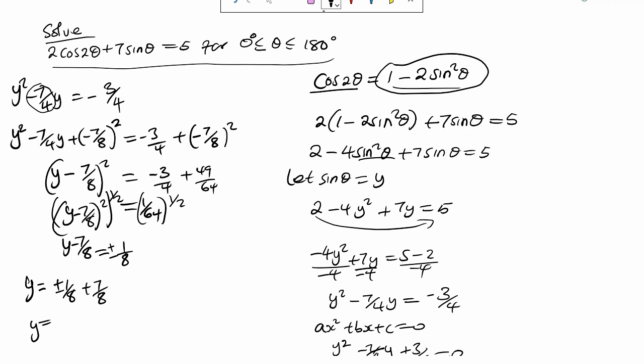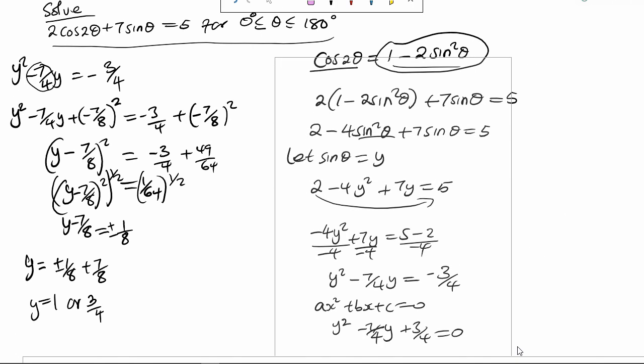So the first value of y is, you take plus 1 over 8 plus 7 over 8, you shall get 1. Or you take negative 1 over 8 plus 7 over 8, it will give you the value of 3 over 4. All right, let's proceed now to get the values of theta, just to get some more space over here.